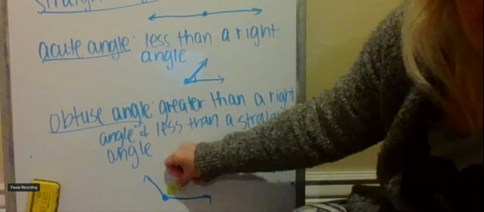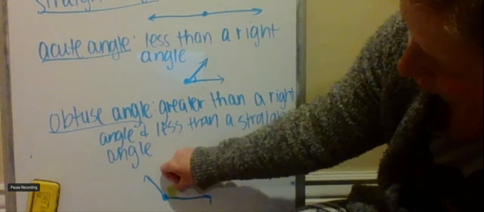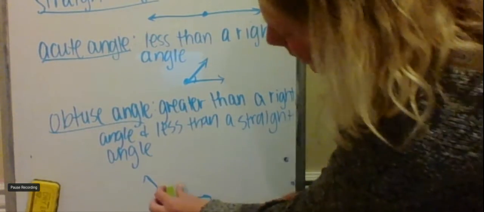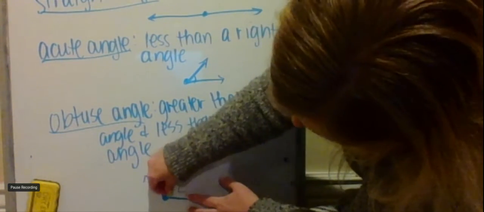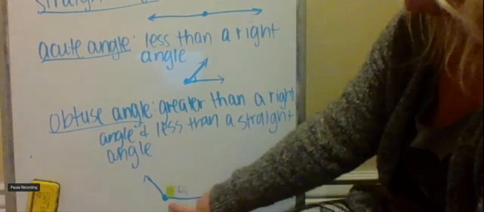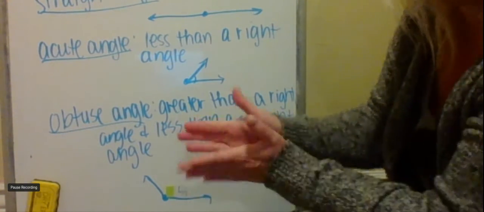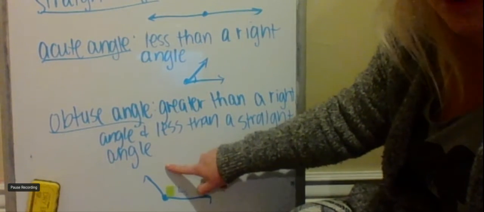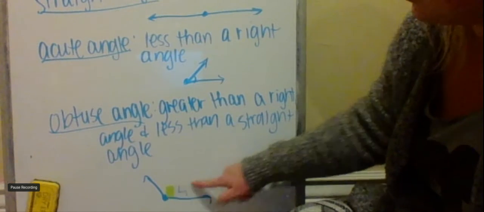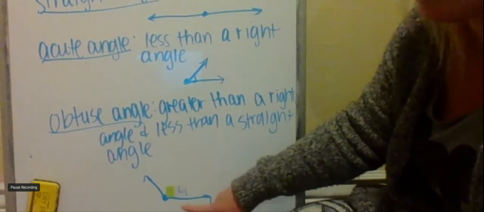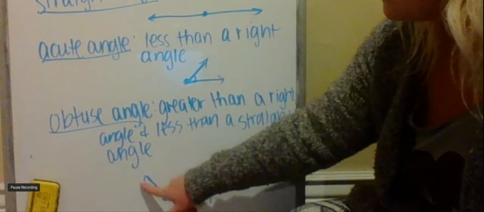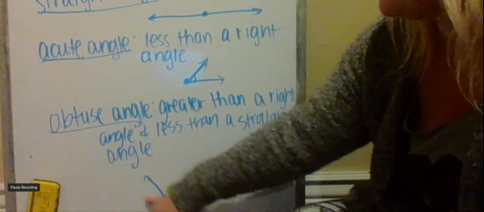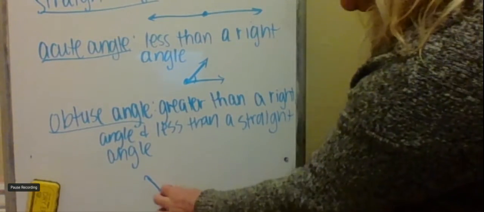So if I put my piece of paper in the corner, on the vertex here where both rays connect to make that angle, you can see that if it was going up straight, it would be a right angle. If it was coming in a little bit over here, it'd be less than a right angle, which would be an acute angle. But because this other ray is pointing out further than this line, it is an obtuse angle. Okay? All right.